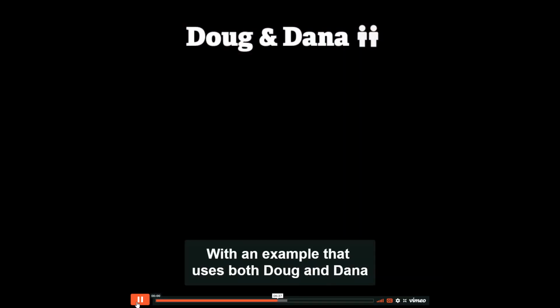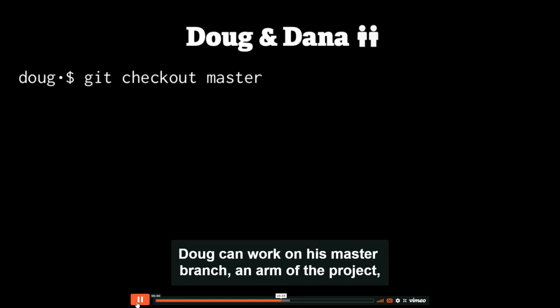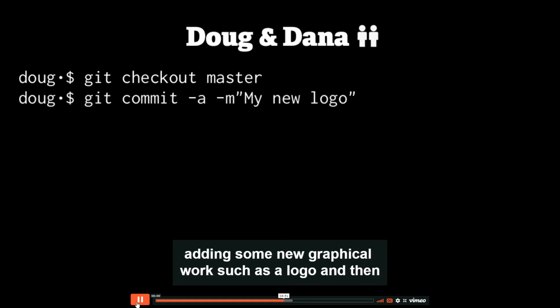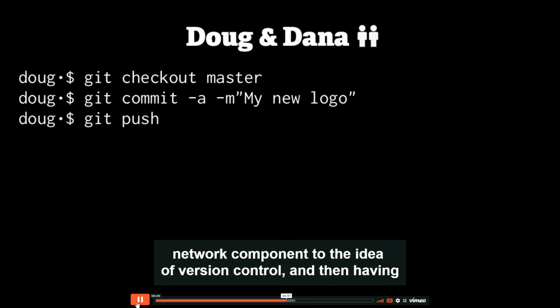The implementation is significantly helped by Git. With an example that uses both Doug and Dana working on the same project at effectively parallel times, Doug can work on his master branch, an arm of the project, adding some new graphical work such as a logo, and then sending that to a central server, now adding that network component to the idea of version control.